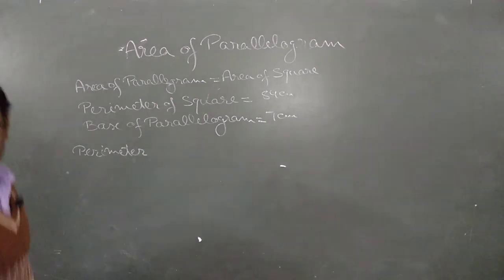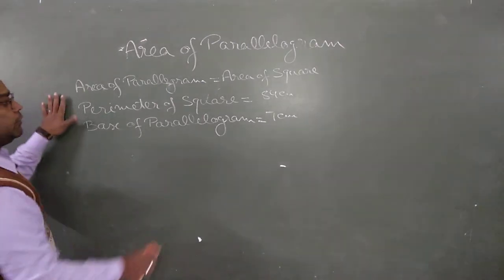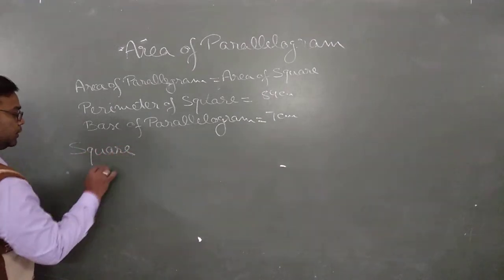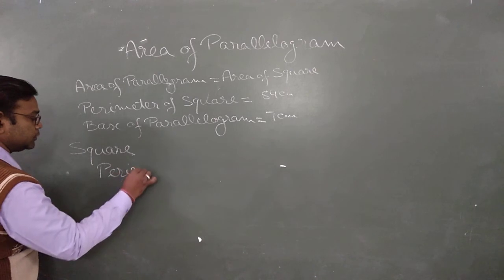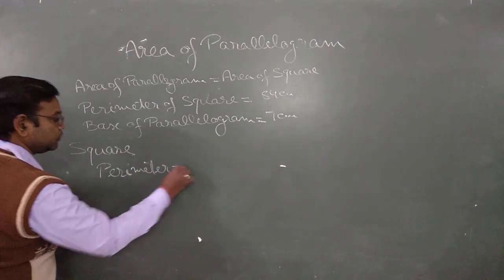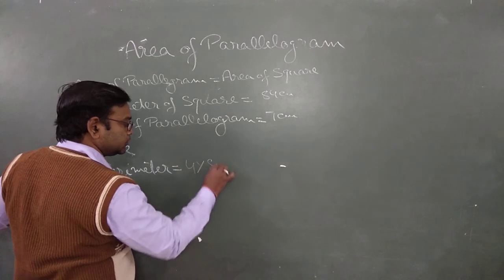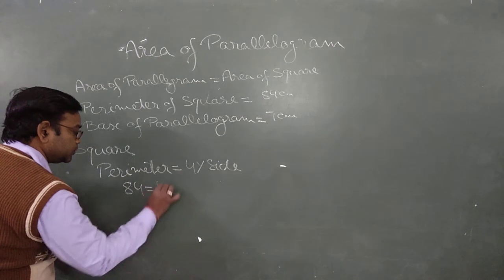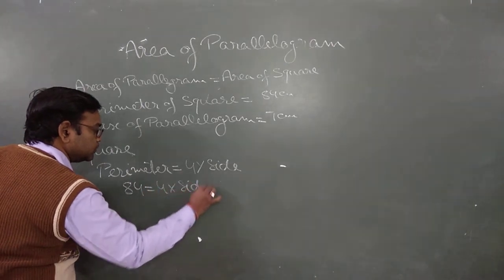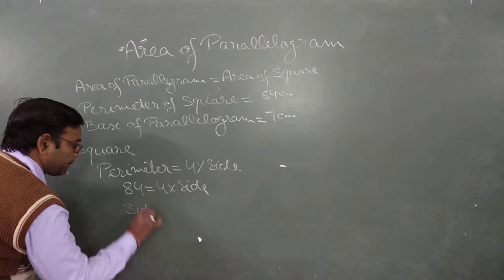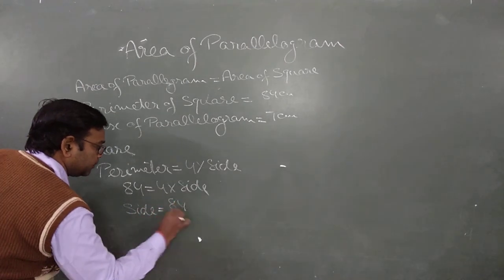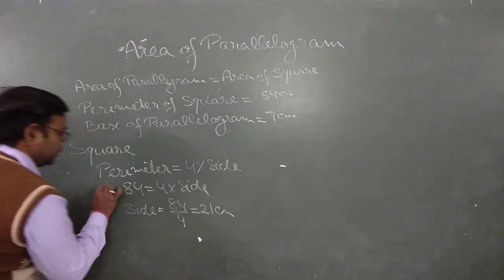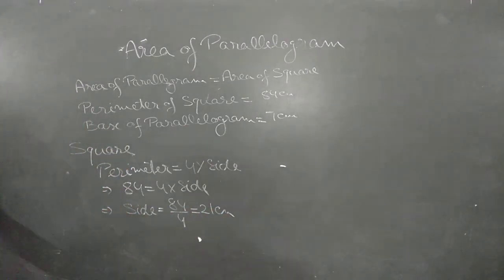How we find out? From this we can say that, let me give the heading of square so that these things are given to you in your question. So in case of square, perimeter equals to 4 into side, and this is your 84 equals to 4 into side. Side equals to 84 upon 4, it's 21 centimeter. This is your side.